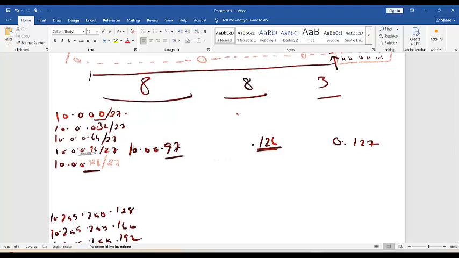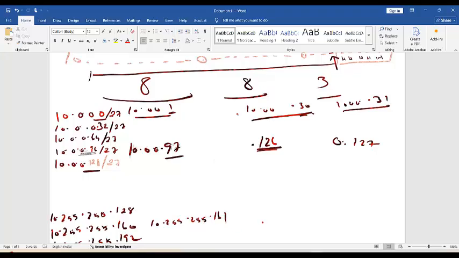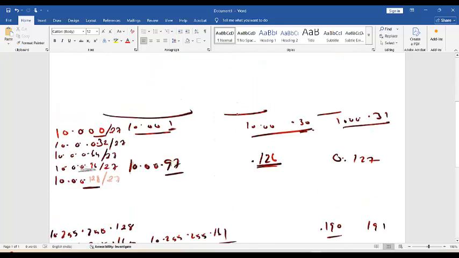Now let's see the first one. The first IP is 10.0.0.1. The broadcast is .31 and the last is .30. So exactly 30 IP addresses you get. Let's do this. 10.255.255.161. Broadcast is 191 and last is 190. You get exactly 30 IP addresses. You understood?